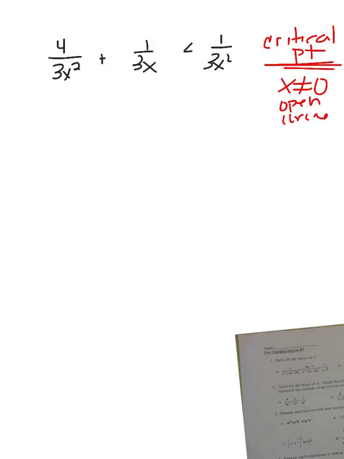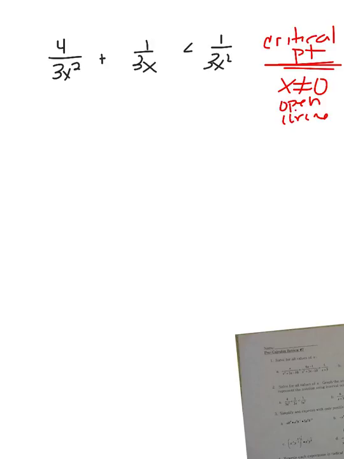Okay, so let's take a look at 2A. The first thing I need is the critical point. Your critical point is what your x can't be, because that's when it's undefined. So x cannot be equal to 0, because when I plug in 0, I would get undefined for all of these. Now we're going to solve it as if it is actually an equal sign. And remember, the critical point is an open circle all the time on the number line.